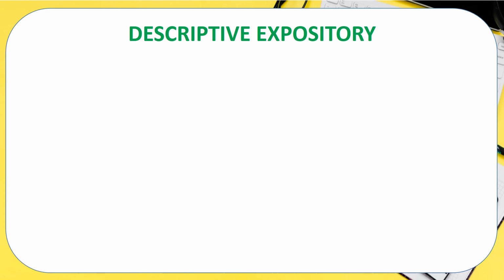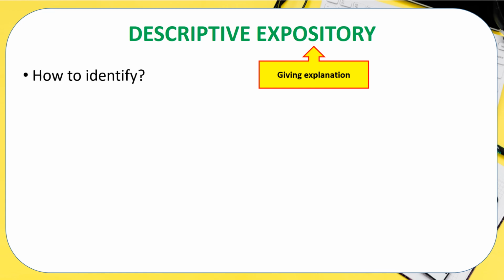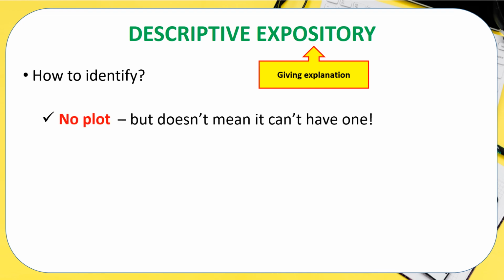Here we are at the second type of descriptive essay, which is descriptive expository. So what is expository? Expository means giving explanation or giving reasons. So how to identify expository, descriptive expository? Well, it has no plot. However, it doesn't mean that it can't have one.